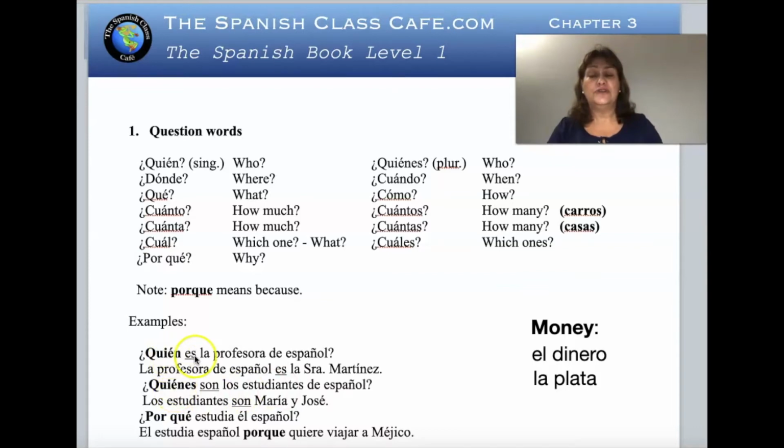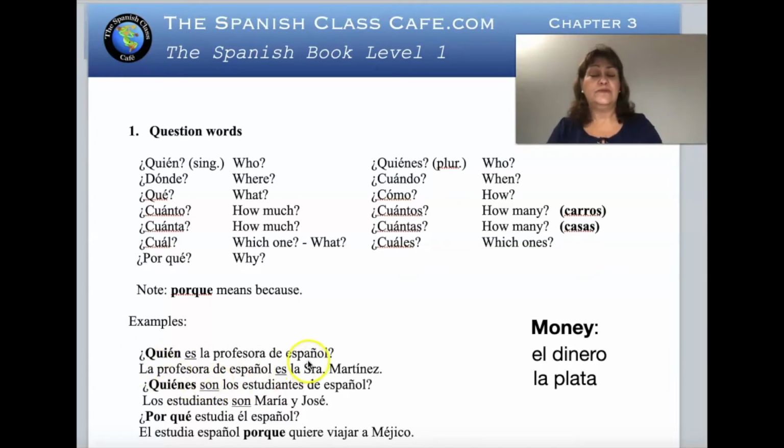Now, notice also that the verb changes. Remember the verb to be? Es and son. This is from the verb to be. Notice that es is singular and son is the plural. As the subject, la profesora, is singular, you use the singular third person because la profesora is she, and that will be es from the verb ser. And los estudiantes is they, and the verb is son, the verb ser also.